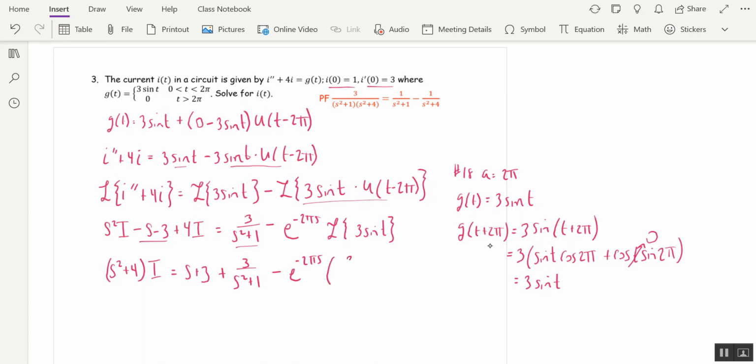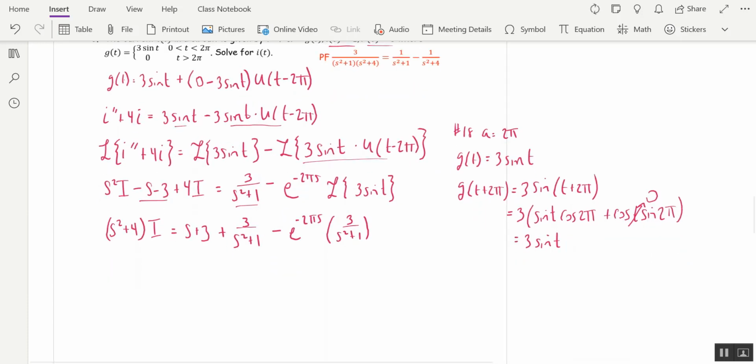And L of 3 sine t is 3 over s squared plus 1. Okay, now divide both sides by s squared plus 4 to isolate big I. Big I is s over s squared plus 4 plus 3 over s squared plus 4. Those aren't going to give us any problems. Those are sines and cosines.